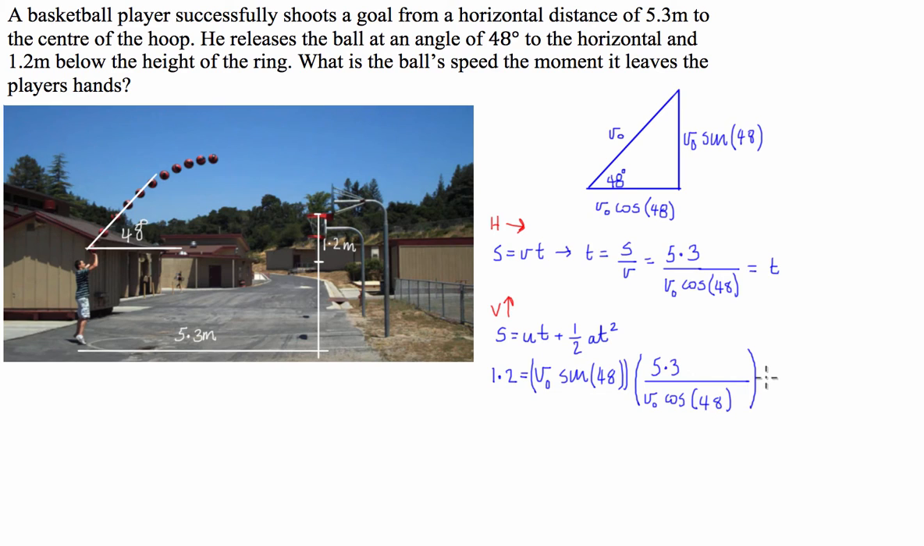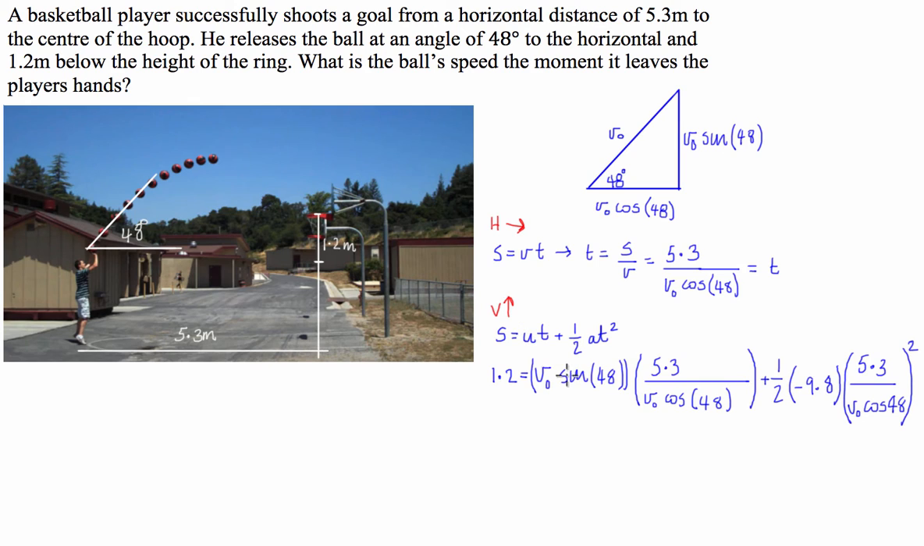And then what we're going to do is add 1/2 acceleration, which, because this is in the opposite direction to the launch velocity, is going to be negative 9.8, times the time squared. Now we are aware that the time is 5.3 over V0 cosine 48, and we're going to square that.